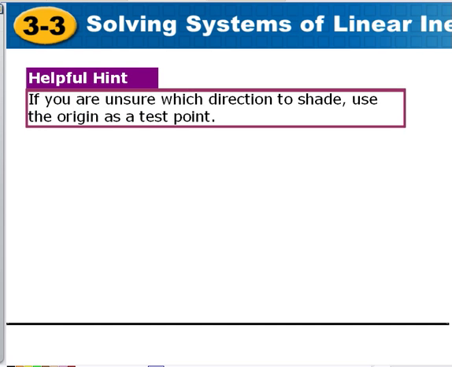All right, so if you are unsure which region or which side of the line to shade, remember you can test the origin. So if you pick the point 0, 0, plug it into your inequality. If it's true, that means this is in your solution region, and that's the area that you should shade. If it's false, then that means it's not part of your solution region, and you would shade the side of the line that doesn't include 0, 0.